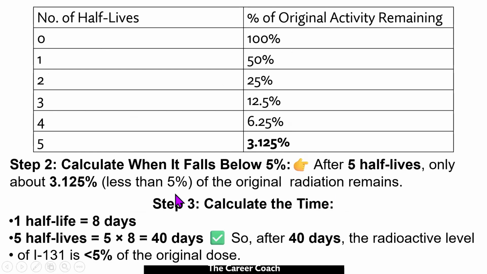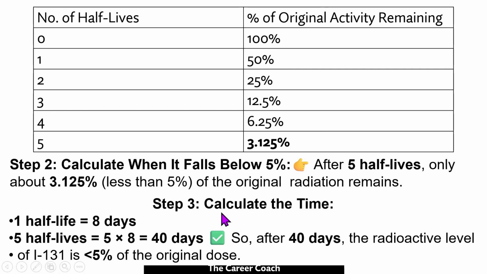So how do we calculate it? One half-life is equal to 8 days. So 8 days times 5 will give us 40 days. So after 40 days, the radioactive iodine-131 is less than 5% of its original dose.